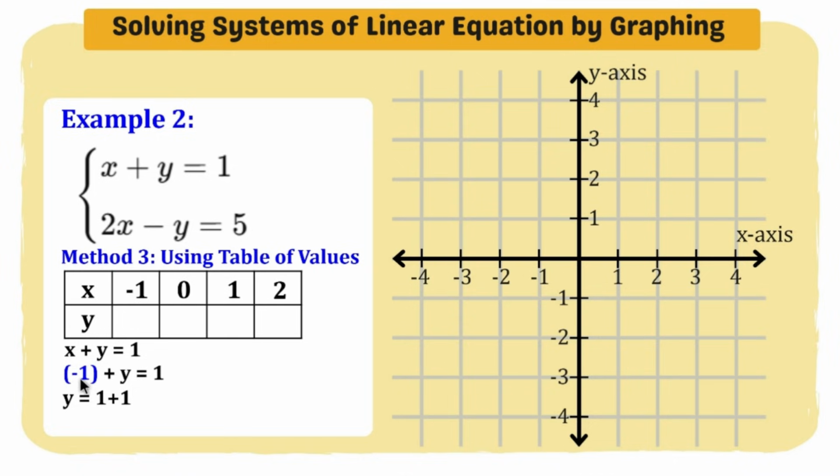Remember, pag nilipat natin si negative 1, from the left going to the right, magiging positive 1 na po siya. So, magpa-plus na po siya. So, 1 plus 1 is equal to 2. Therefore, y here is equal to 2. Pwede na ba tayong mag-plot? Pwede na po. So, we can now plot the point. The point here is negative 1, positive 2. Next, we have x is equal to 0. So, using again the first equation, what if x here is 0?